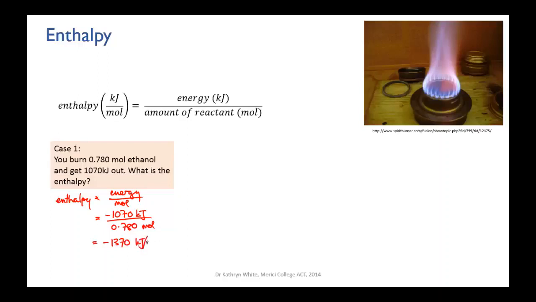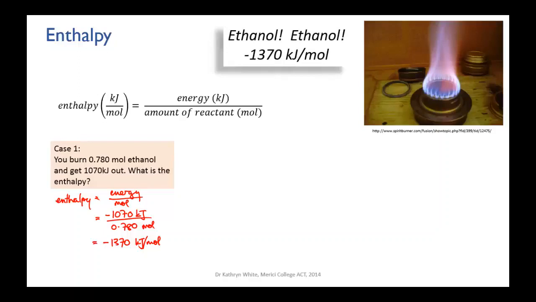Now, when you burnt that ethanol, you noticed that the heat was released, so the surroundings became hotter. So that value of the enthalpy, 1,370 kilojoules per mole, has to be made negative, minus 1,370 kilojoules per mole. So what this means is when one mole of ethanol burns in sufficient oxygen, it releases 1,370 kilojoules to the surroundings.